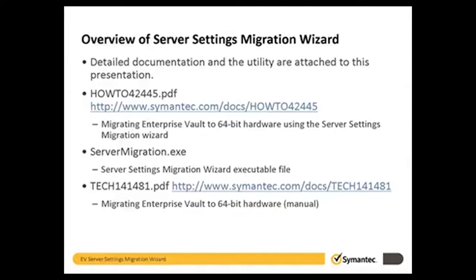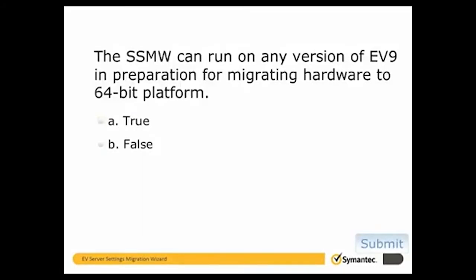Detailed documentation, along with the Server Settings Migration utility, can be found by clicking the Attachments tab in the upper left-hand corner of this presentation. How To 42445 documents the detailed procedures for using the Server Settings Migration Wizard. Tech Note 141481 details the manual method for migrating server settings from one EV server to another. The Server Settings Migration Wizard can run on any version of EV9 in preparation for migrating hardware to a 64-bit platform.